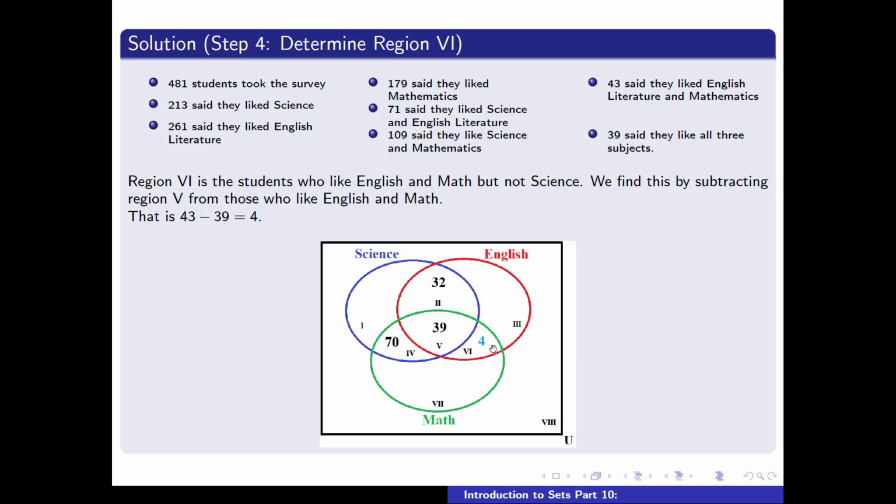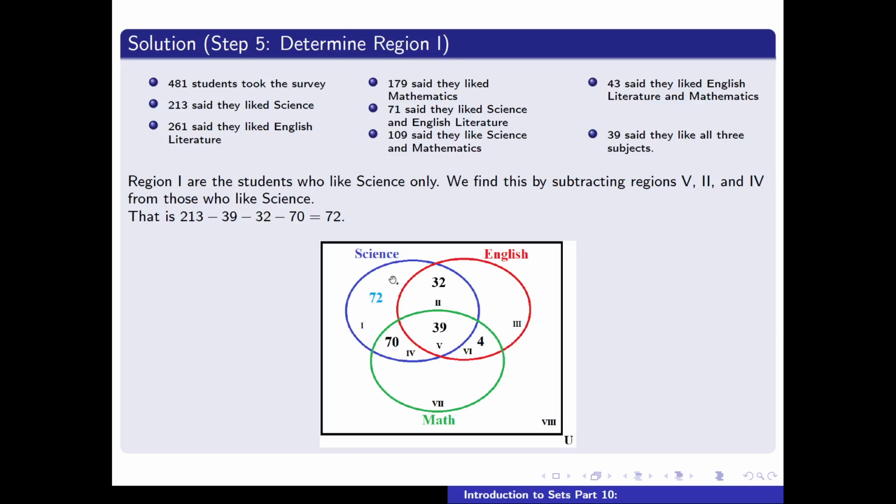Now we move on to region 6. We want to know how many students like math and English only. We know how many like English and math, which is 43 students who said they liked English literature and mathematics. Remember that English and math correspond to regions 5 and 6, so the sum of these cardinalities has to be 43. So we take the 43 that we know, subtract the 39 that we already have, and we get 4. So there are in fact 4 students in region 6 here.